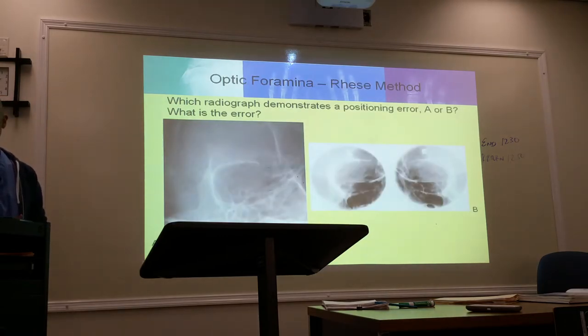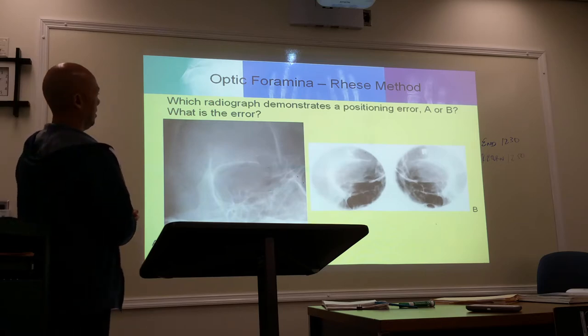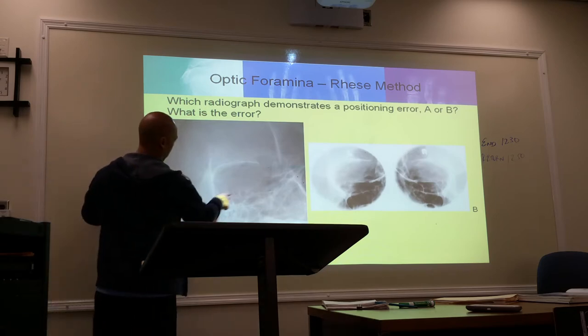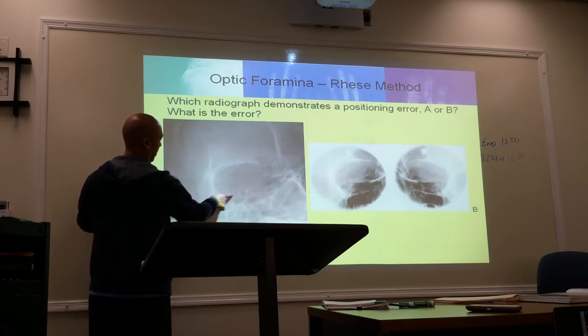Which radiograph demonstrates a positioning error, A or B? A. Right, it's not in the lower outer quadrant. It needs to be over here. It's more in the middle. So what do we need to do to get this over here? What did we do yesterday, Chris? We have to do more of a rotation, right? We can have them turn the head more towards the affected side, bringing this over here.